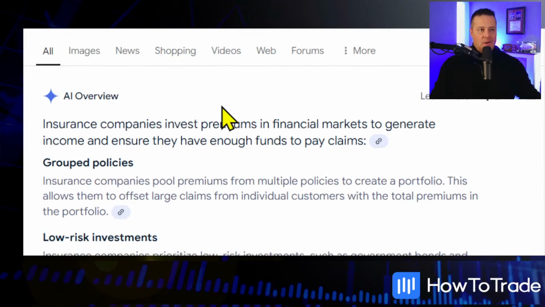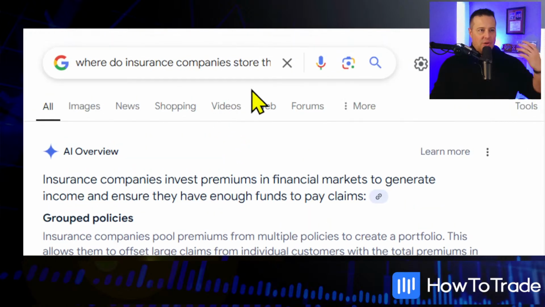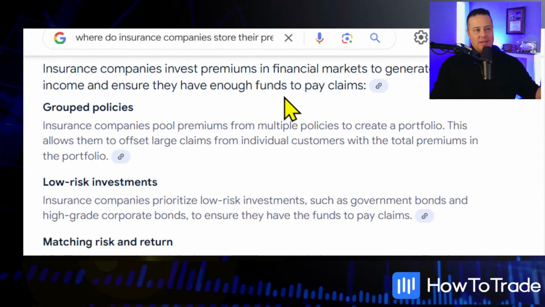Now, the AI overview: you just go into Google here and you run, where do insurance companies get their money, store their money? Insurance companies invest premiums in financial markets. That's us. They invest money in financial markets to generate income and ensure they have enough funds to pay claims. So what happens when an insurance company has to spit out $100 billion? Couple of things. Number one, they turn to the government for help. Say, you got to bail us out or we're going to fail. Or number two, they have to start liquidating everything.